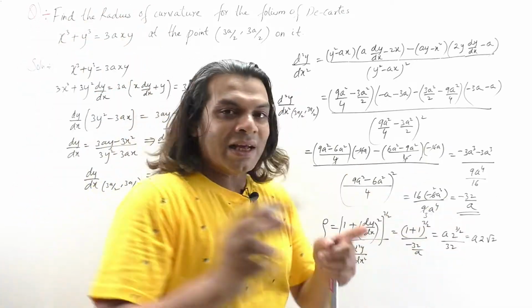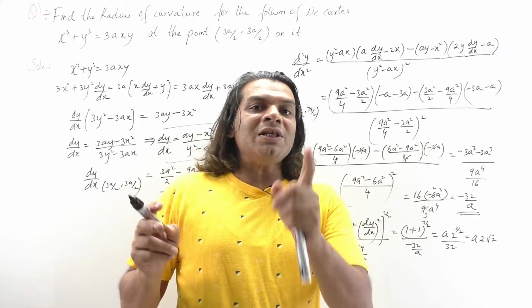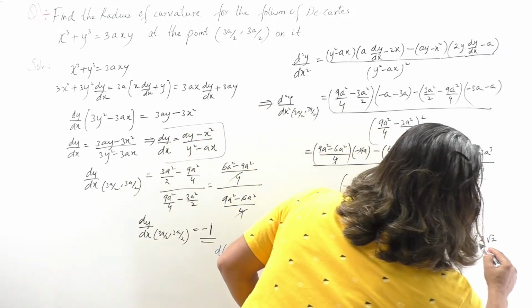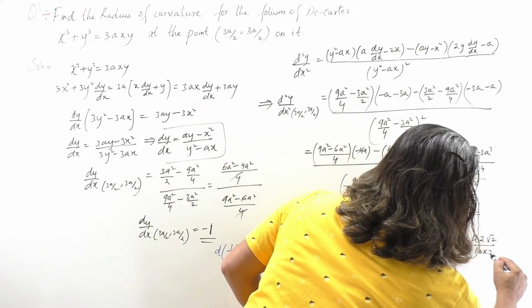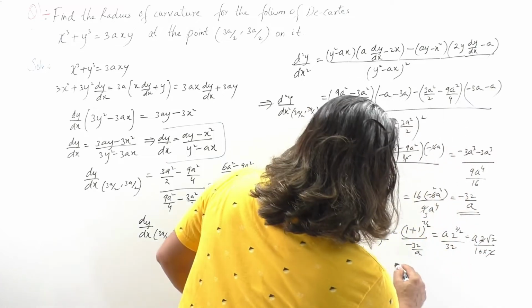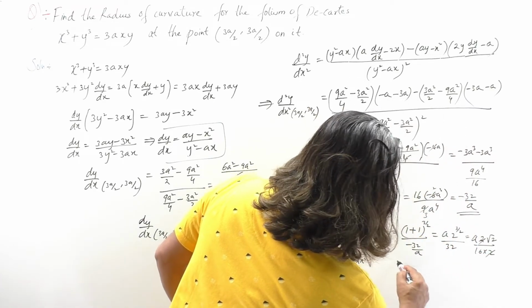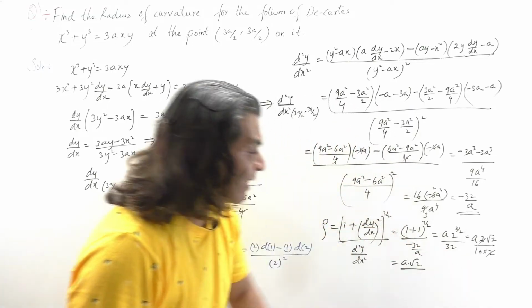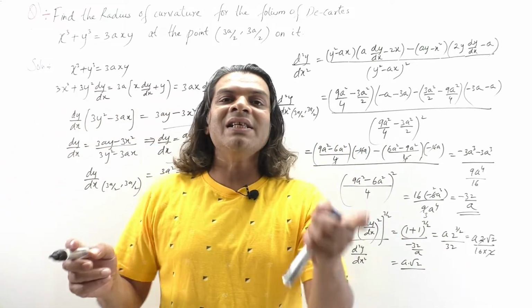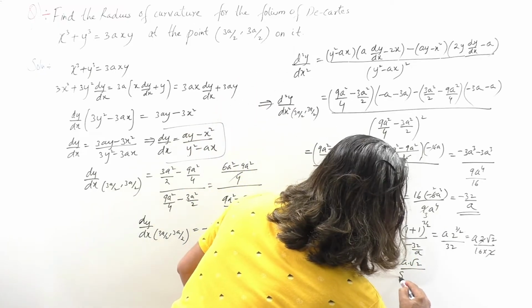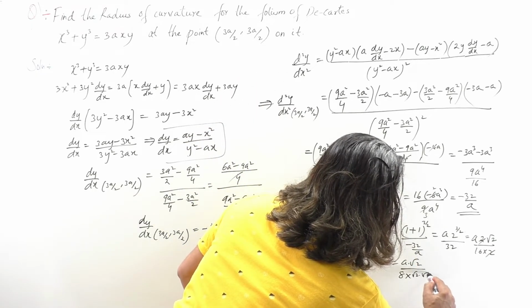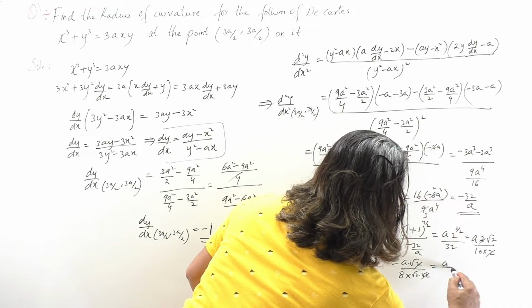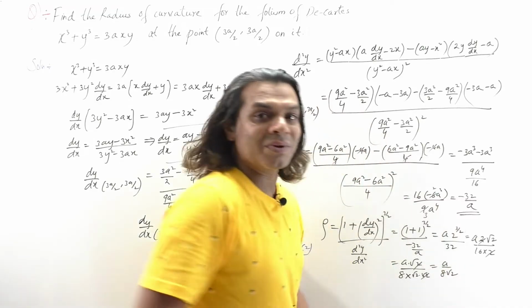I hope you're getting it. 2 into 2 raised to 1 by 2 is 2 raised to 3 by 2, upon 32, which is written as 16 2s are. Again 2 cancels. Again this becomes nothing but a into root 2 divided by, again 16 is there. What is 16? 16 is 8 2s are 16. So I'll write 8 into 2 as root 2 into root 2 cancels. So the answer is a by 8 root 2.